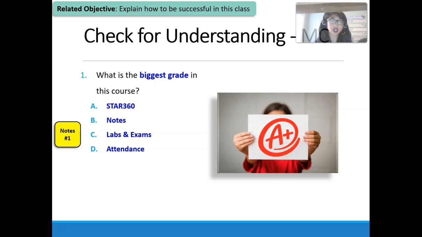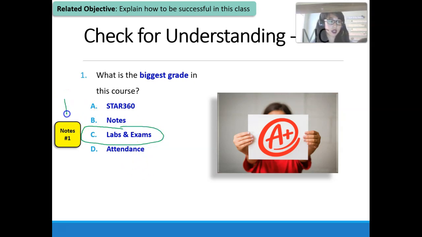So, quick check for understanding. Take a look at this slide. What is the biggest grade in this course? Pause for a moment and think about the answer. All right, the biggest grade in this course is going to be labs and exams. I'm going to go ahead and circle this really quickly: labs and exams. That's the answer.